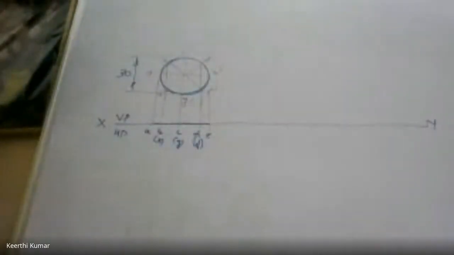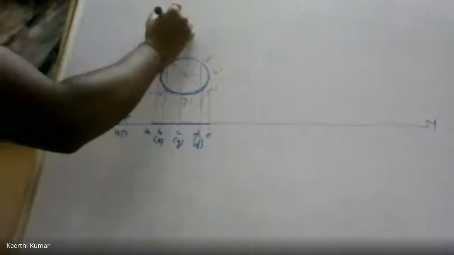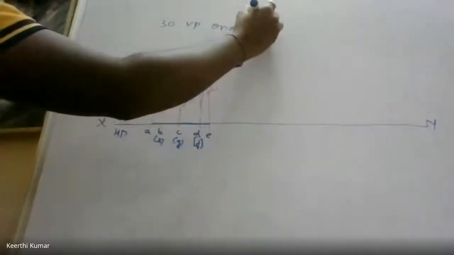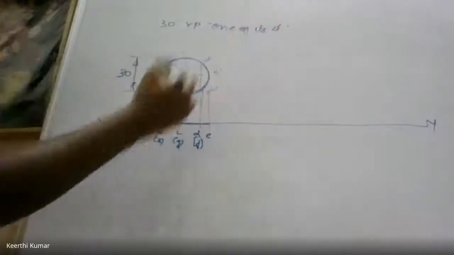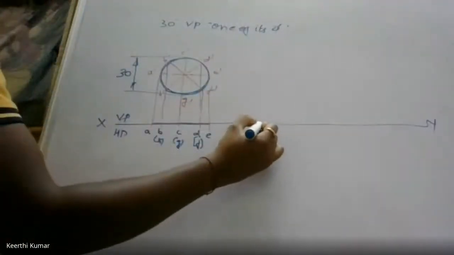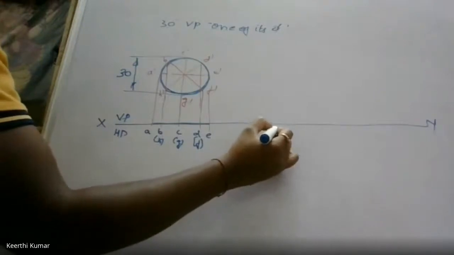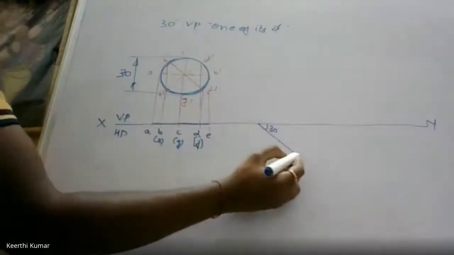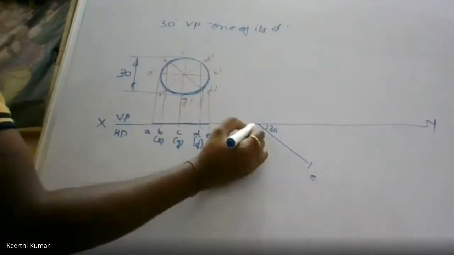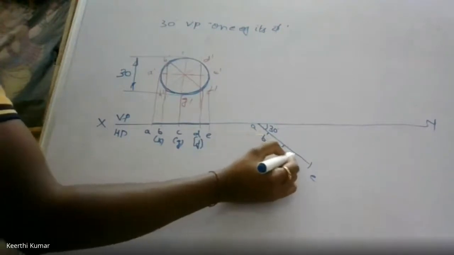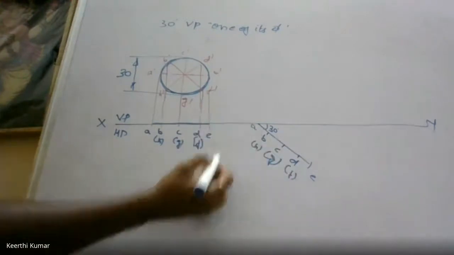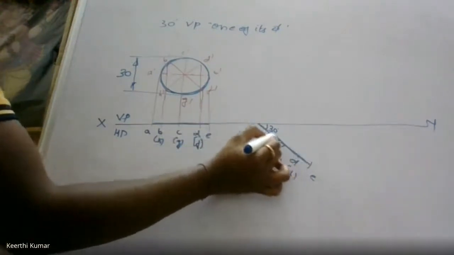What is the condition with respect to VP? He has given clearly: one of its diameters is 30 degree with VP. So what I'll do? I'll move conveniently. I'll draw a line at an angle of 30 degree, and I'll mark the same figure, the same line has to come here. So this is E, B, C, D. This is F, G, H. All the points are obtained here, and it is at an angle of 30 degree.